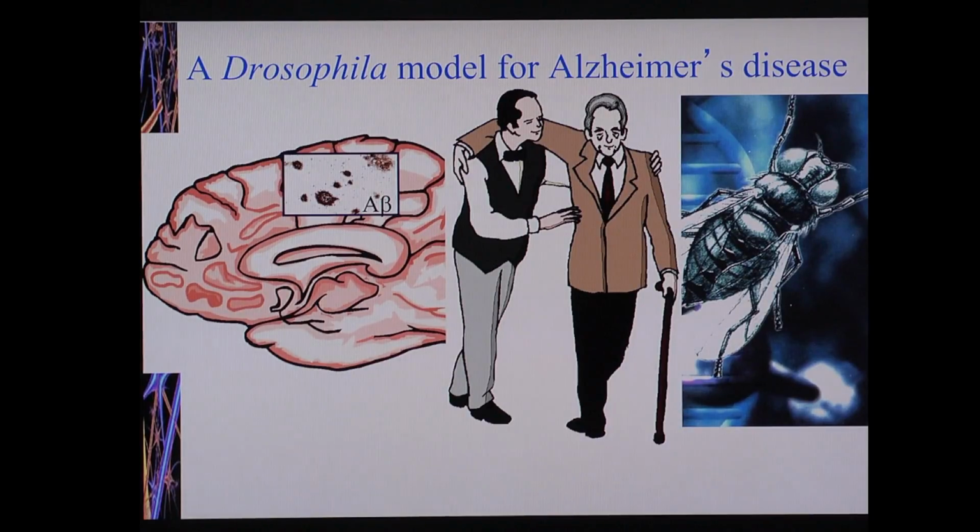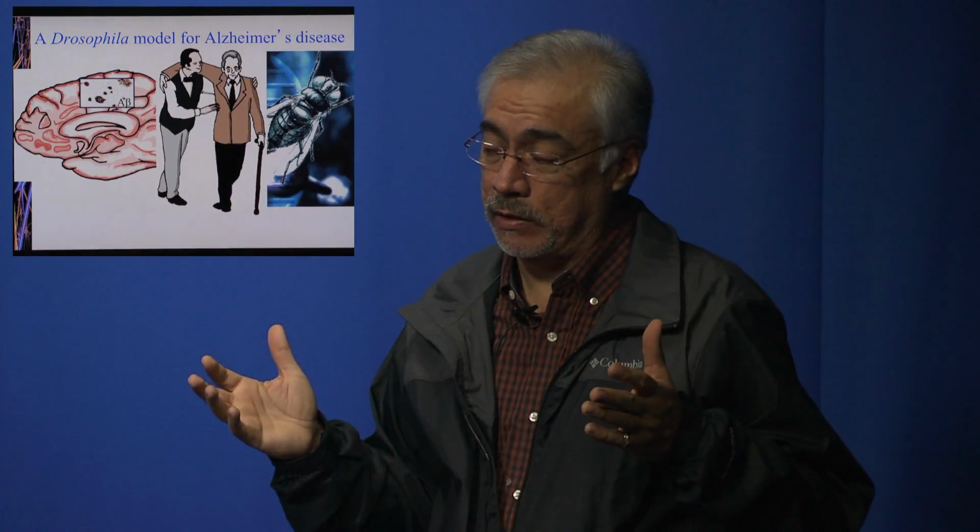So the idea behind making the model is, okay, what happens if we take this amyloid beta from humans and we just put it into the flies? And interestingly, the flies don't have amyloid beta. So the flies don't have this protein. I mean, remember that only 75% are conserved. Well, this is one of those that are not present in the flies.